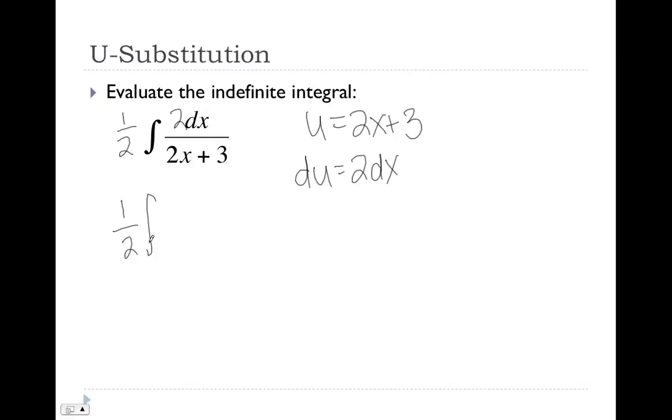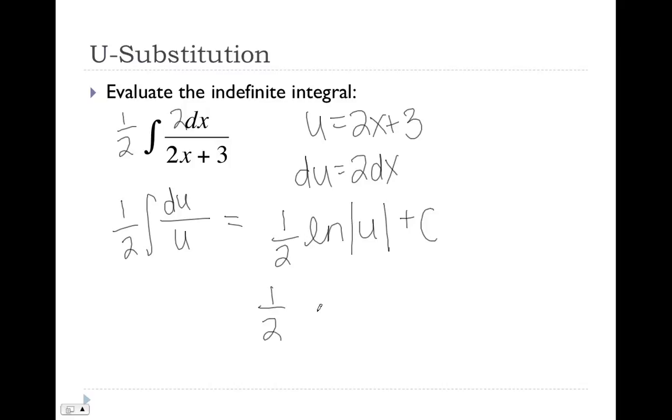I now have 1/2 times the integral. The numerator becomes du. The denominator becomes just u. Hopefully you recognize this. A single u in the denominator when being integrated gives me a natural log. So this is 1/2 the natural log of the absolute value of u plus c. So 1/2 the natural log of the absolute value of 2x plus 3 plus c. Please don't forget the absolute values. Please don't forget your plus c.